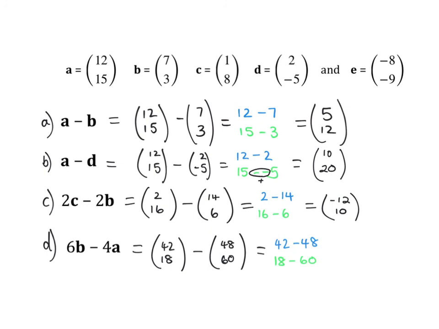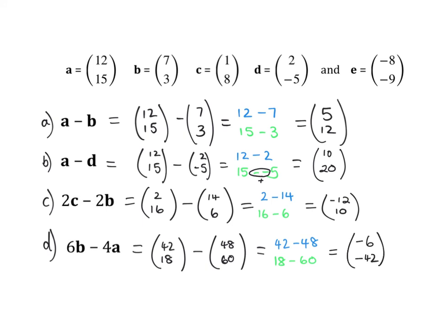So the calculation we're trying to do is 42 subtract 48 to get that top number. -6. Next we're trying to do 18 subtract 60. Negative 42.